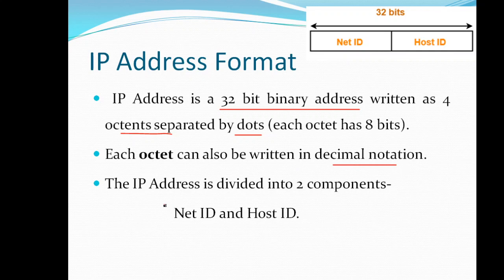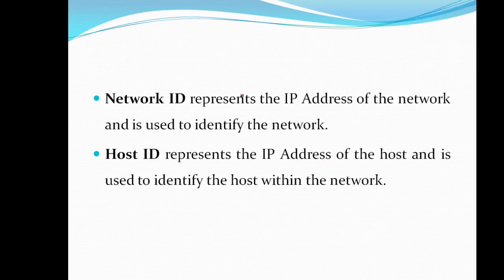The IP address is divided into two components: a network ID part and a host ID part. The entire 32 bits is divided into a network ID and a host ID part. The leftmost bits we call the network ID part, and the remaining bits we call the host ID part. Combined, the network ID and host ID are what we call an IP address.